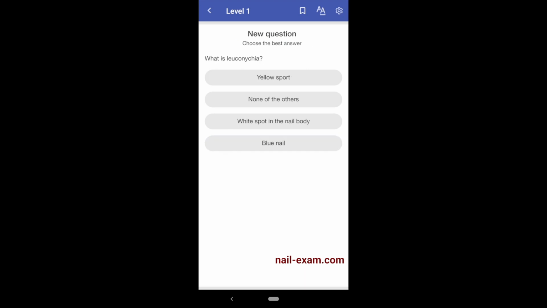What is leukonychia? Answers: A. Yellow spot. B. None of the others. C. White spot in the nail body. D. Blue nail. The answer is C.